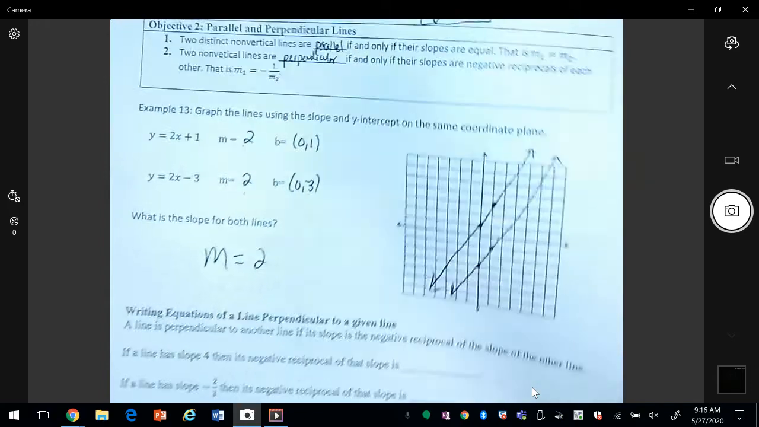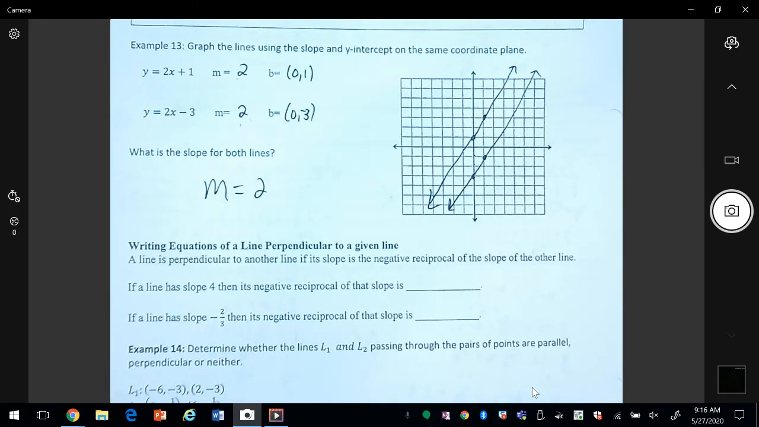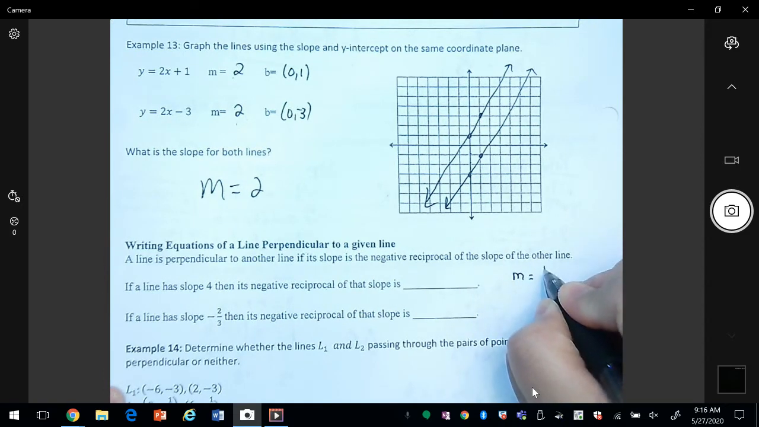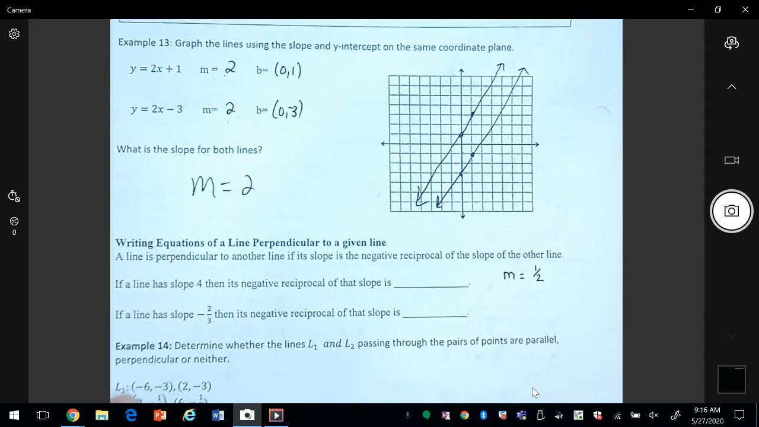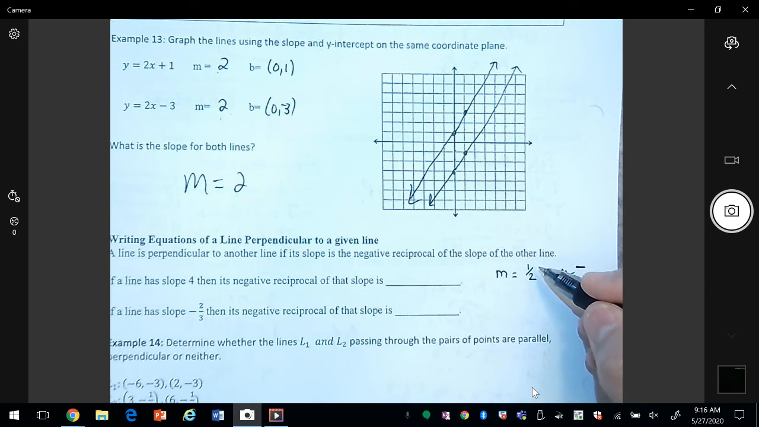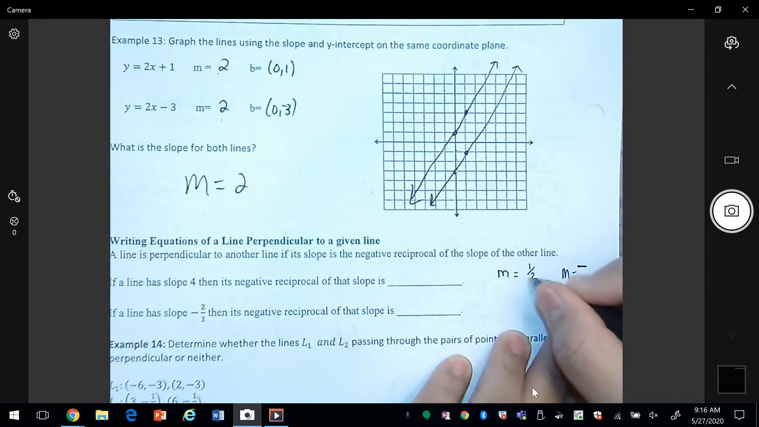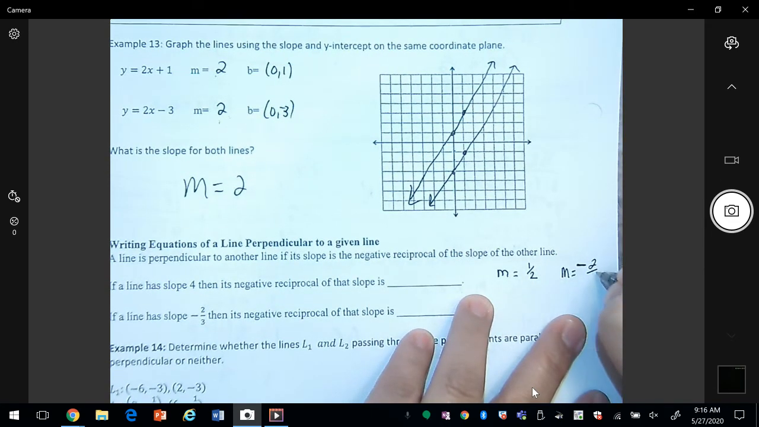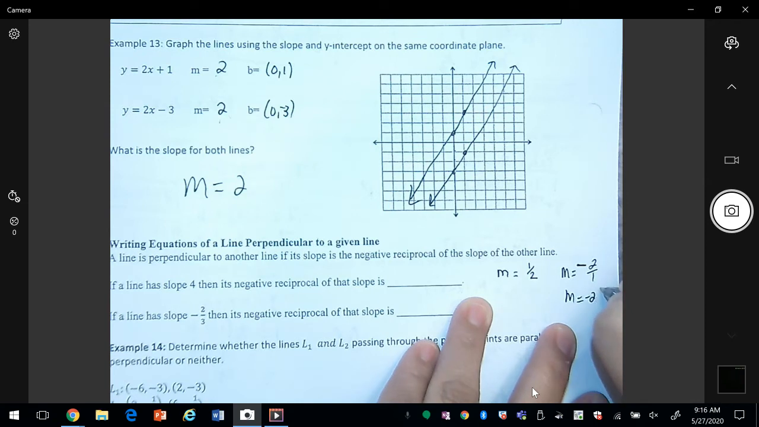A line is perpendicular to another line if the slope is the negative reciprocal of the other line. So before I do this example, let me just try this one here. Let's say you have a slope of m equals 1/2. Then another line that's perpendicular would be the negative. So I write the negative and get the reciprocal of this right here. Reciprocal means that you're going to flip the fraction. So we get 2/1. So m is equal to -2.